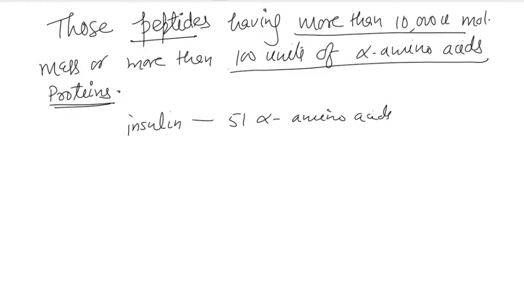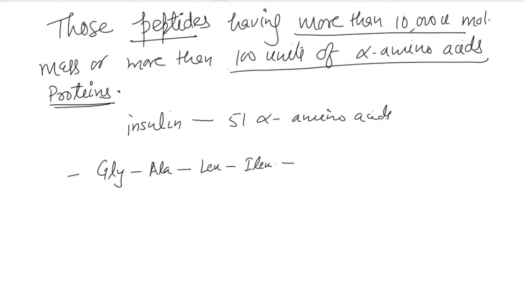Or any polypeptide having well-defined conformational characteristics, that is called protein. Like I gave you example of insulin. Insulin has only 51 alpha amino acid units. Got it? And they are represented as, like if we have glycine, alanine, leucine, isoleucine. So we can write it like this, sequence of alpha amino acids.